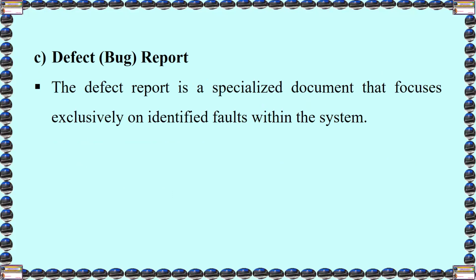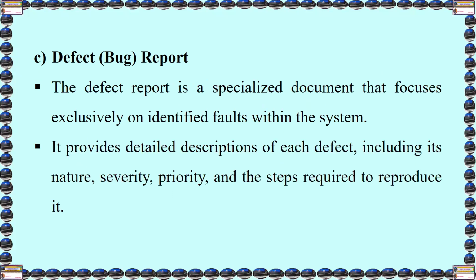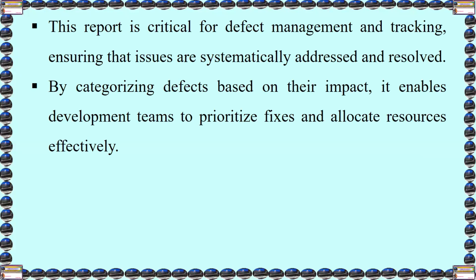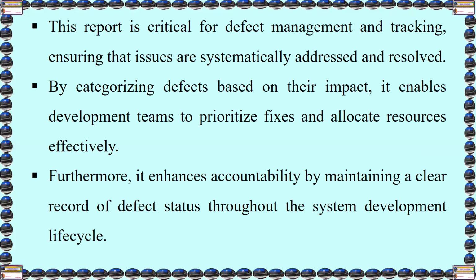The third type is the defect or bug report. This defect report is a specialized document that focuses exclusively on identified faults within the system. It provides detailed descriptions of each defect, including its nature, severity, priority, and the steps required to reproduce it. This report is critical for defect management and tracking, ensuring that issues are systematically addressed and resolved. By categorizing defects based on their impact, it enables development teams to prioritize fixes and allocate resources effectively. Furthermore, it enhances accountability by maintaining a clear record of defect status throughout the system development life cycle.